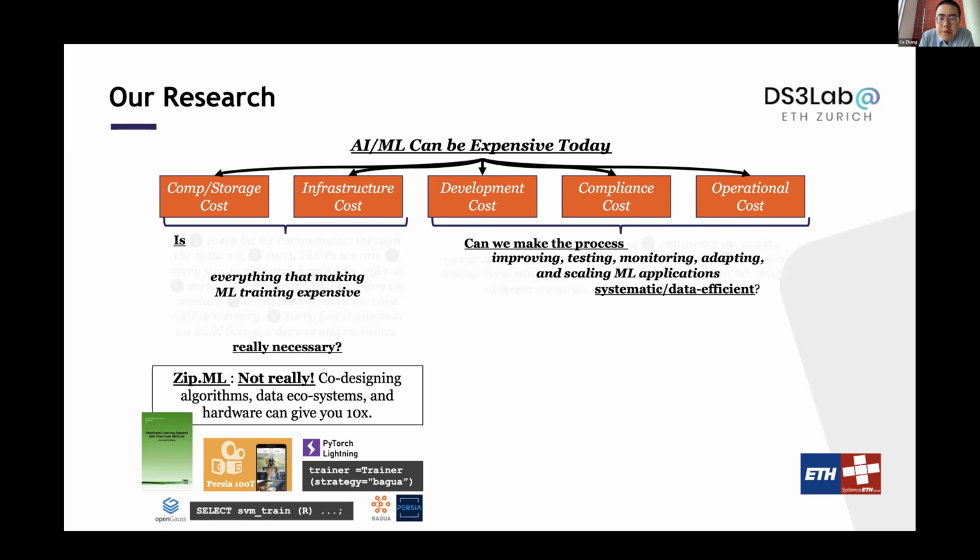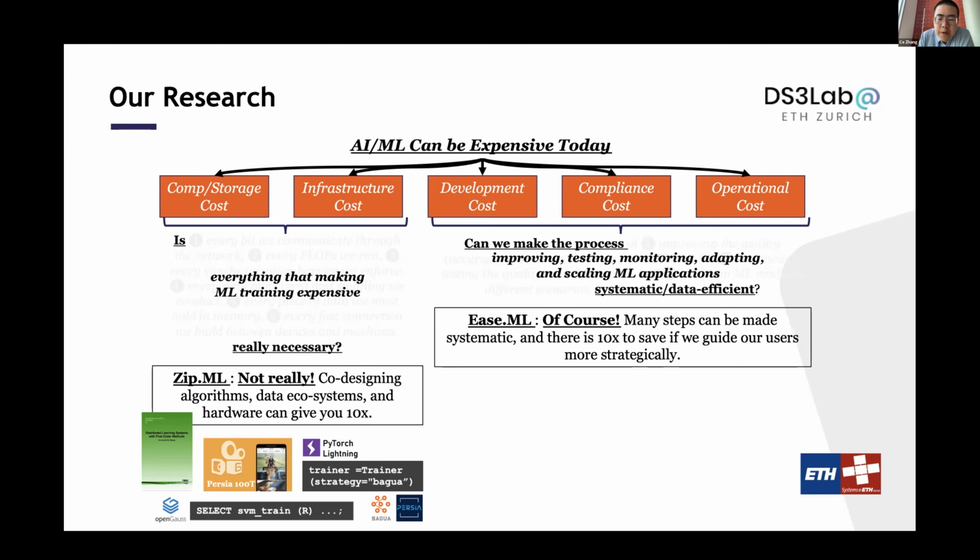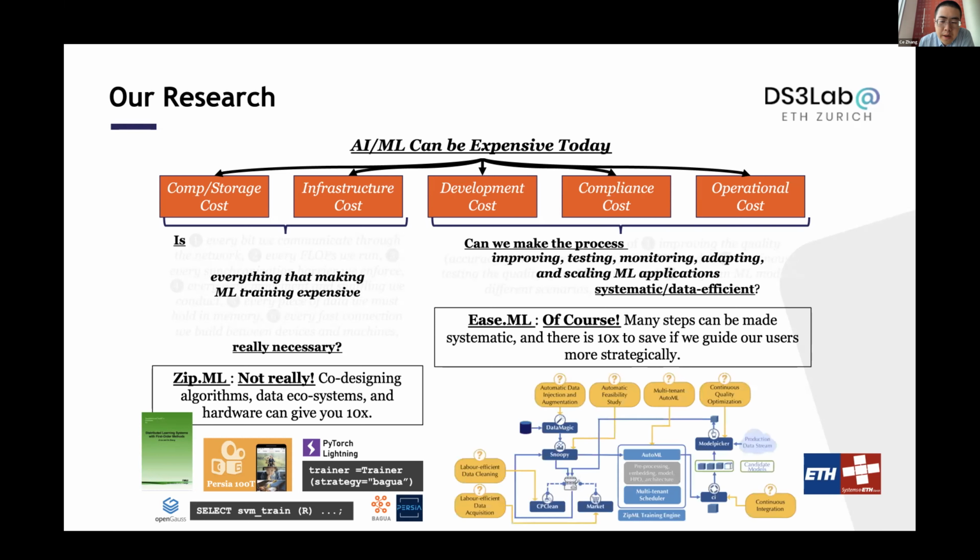And for the second question, right, the thing that we realize is for many of those processes, you can actually make them very, very systematic. And there is at least 10 times saving that you can have if you do this in a strategic and systematic way. And over the years, we have been looking at this kind of end-to-end process of building machine learning applications, all the way from data ingestion to augmentation to data cleaning, acquisition, and to AutoML to continuous integration and testing and adaptation.